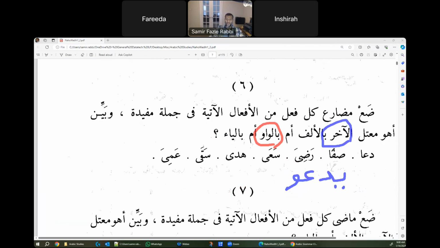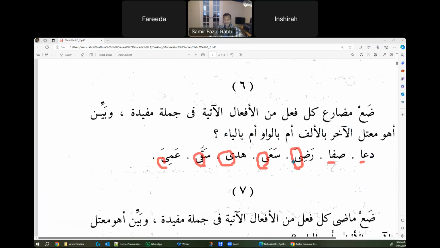Because what they're trying to focus on here is that these verbs are mu'tal, all of them in their past tense ending in an alif or an alif maksur, a broken alif. Alif maksur means broken alif. And then when you change it to present tense, it'll either become a waw, a ya, or just an alif. It could either be an alif maksur, or it could be an alif like this.